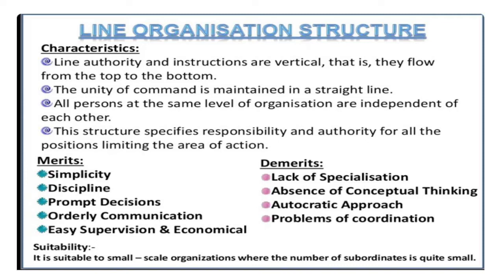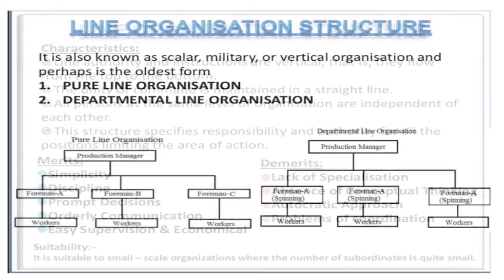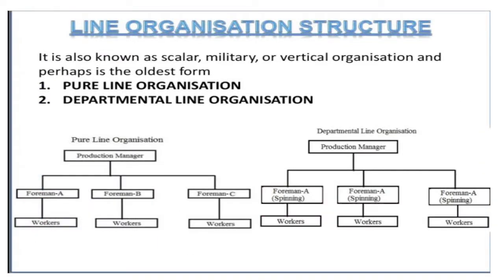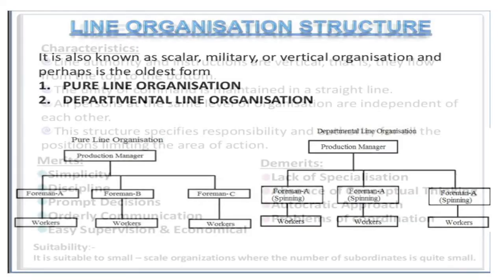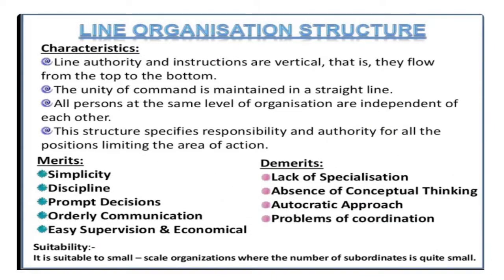The unity of command is maintained in a straight line manner. So there should not be any bypass of instructions. Instructions may not be bypassed. Instructions are from general manager, production manager, foreman, worker, and other office staff. So unity of command is maintained in a straight line.